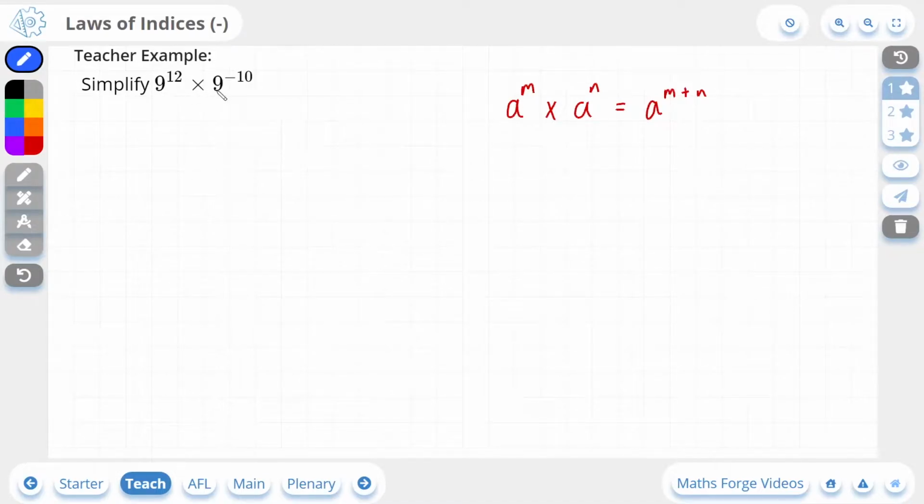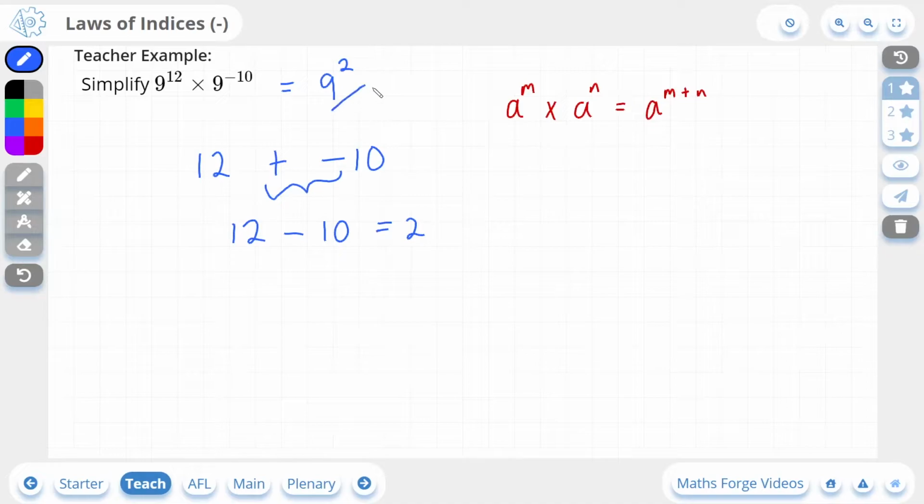We can see here that we're multiplying the same bases, 9 and 9. So according to the law, all we should do is add their powers together. This should give us a final answer of a base of 9, and adding their powers together is 12 plus negative 10. And from our lesson on negative numbers, you should know that if you're adding a negative number, you are simply subtracting the numbers from one another. So 12 minus 10 is 2. So when adding these powers, we end up with 2. So our final answer should be 9 to the power of 2. And if we check our answer, there it is.